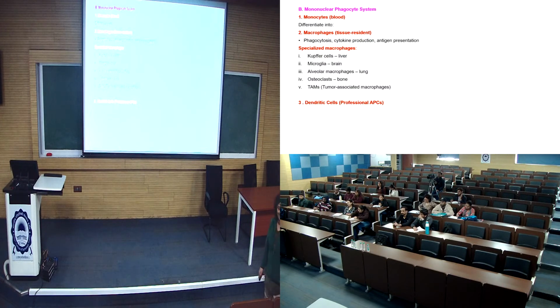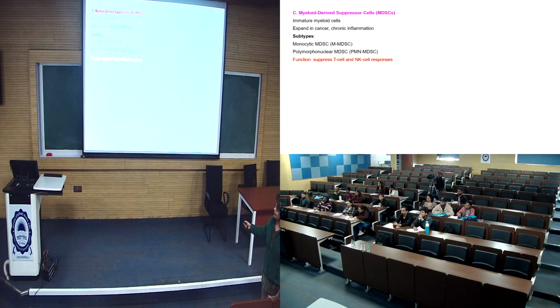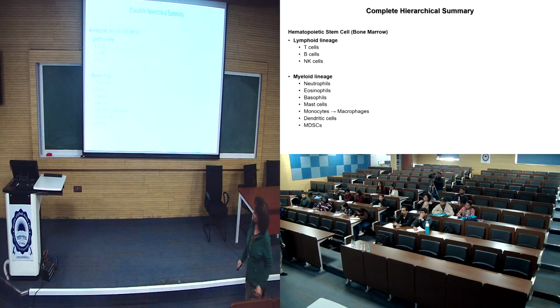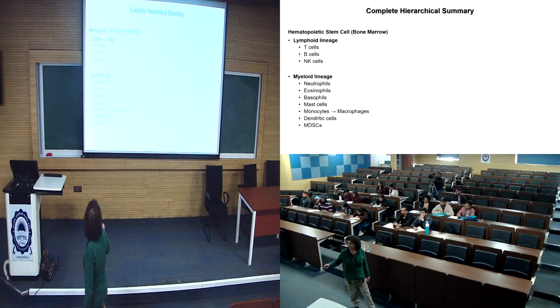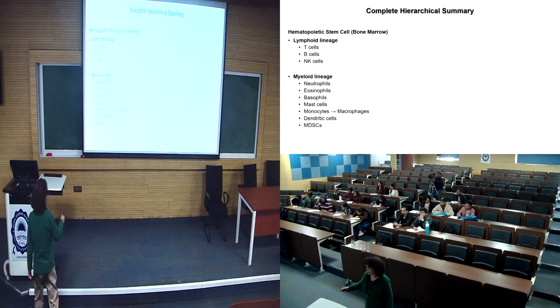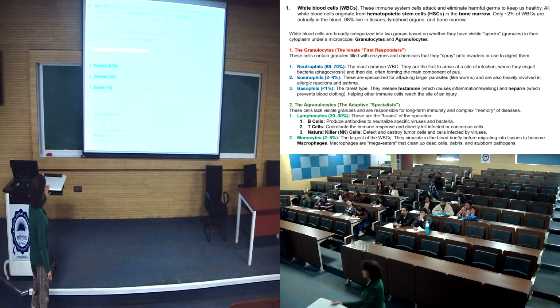Okay. And then MDSC, I'm going to spend a lot of time on these guys. These guys are recruited by tumors and they suppress the tumor microenvironment. That's why the tumor can grow. So they suppress the immune system. Okay, so this is just a quick summary of the whole thing: lymphoid, T cells, B cells, NK cells, and these all come under myeloid lineage.